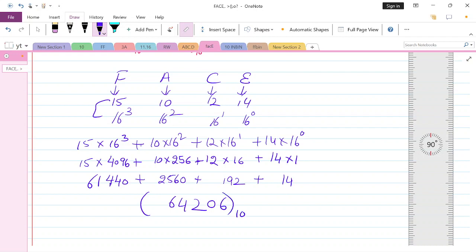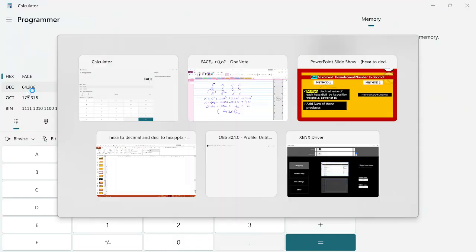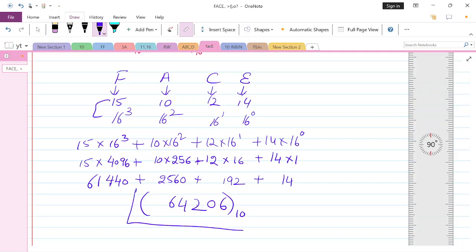Just quickly check in our calculator whether I get the same answer or not. So choose hexa and type the digits FACE and see, you get 64,206 in decimal. That is the equivalent, right?